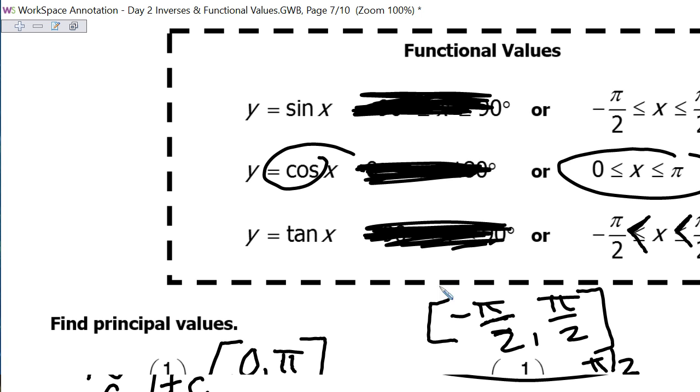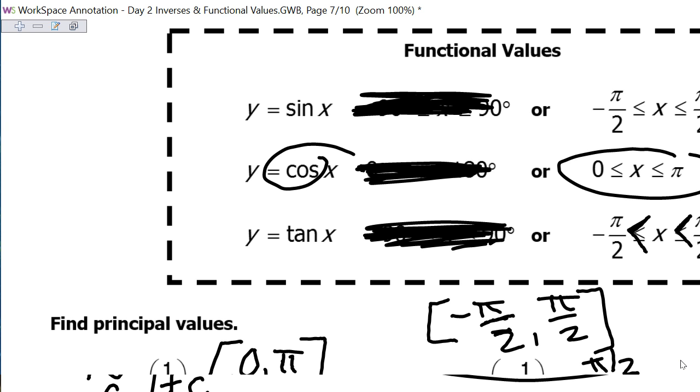Now tangent is going to be similar. Tangent is also functional from negative pi over 2 to positive pi over 2. So it has to be somewhere in this region right here. And if the tangent is positive, which quadrant could it not be in? Quadrant 4. Quadrant 4 tangent is negative, so it can't be in quadrant 4. And what's the angle that has a tangent of square root of 3 over 3? Pi over 6. And is that answer between negative pi over 2 and positive pi over 2? Yes. So pi over 6 is the principal value.